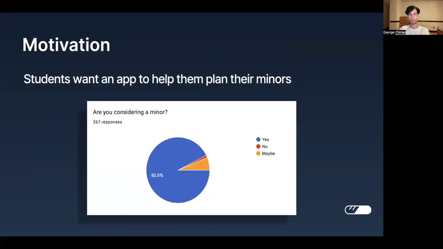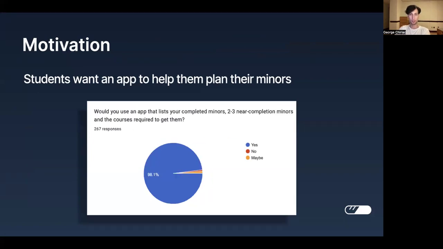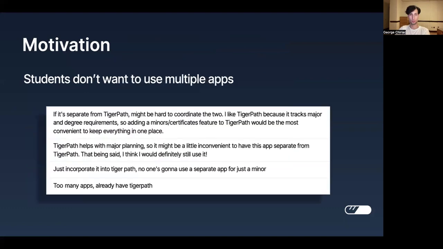Students want an app to help them plan their minors, since tigerpath does not currently offer that. Also, students do not want to use multiple apps, since it is hard to coordinate between multiple apps, switch between tabs, and also for new students coming in, it is hard to know which app does what.